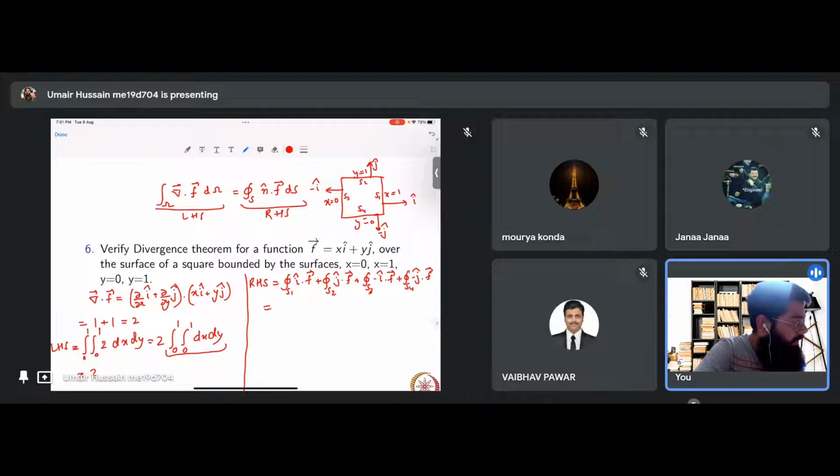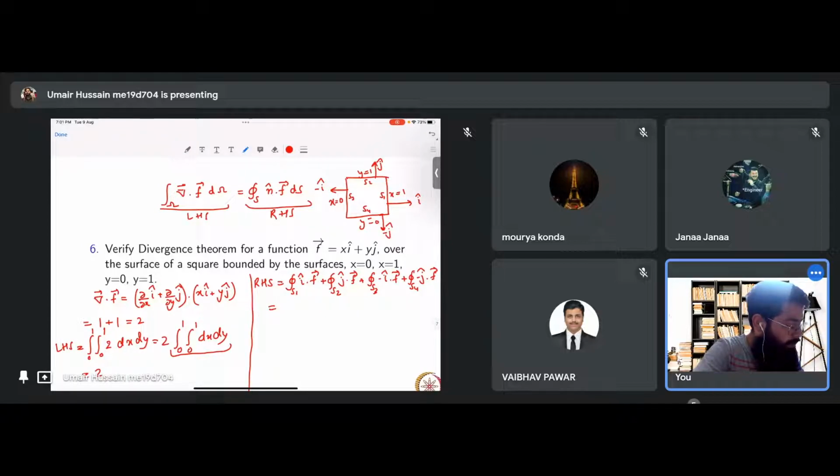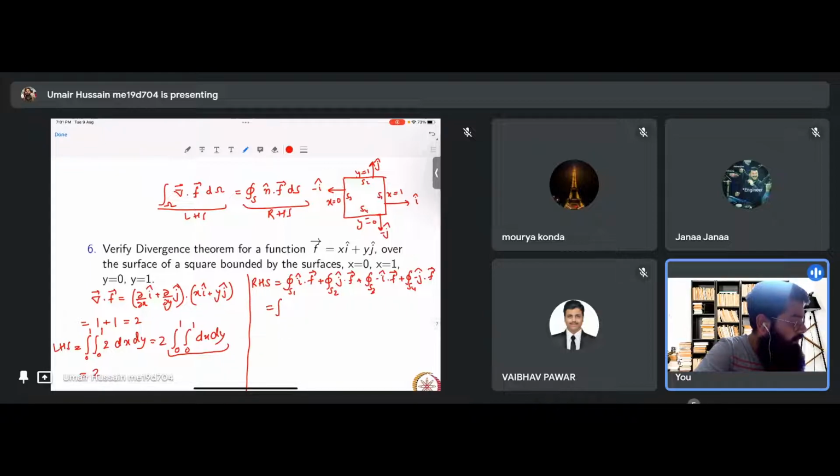So for surface 1, if we take the dot product of i with respect to f, you'll only get x. And for surface 1, x is constant. x is equal to 1, so we can just write it as 1. And on surface S1, y is varying from 0 to 1, so we'll have this integral with respect to dy from 0 to 1.